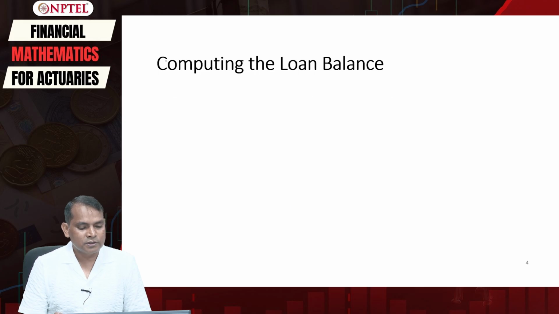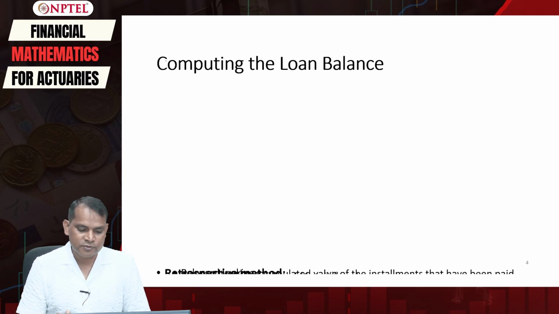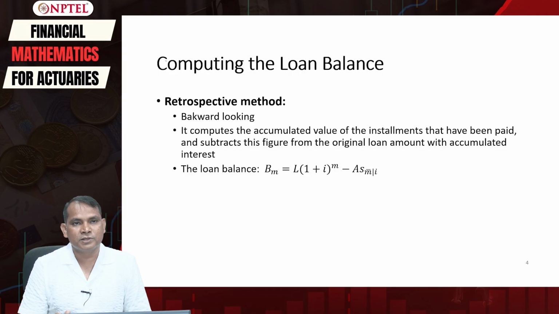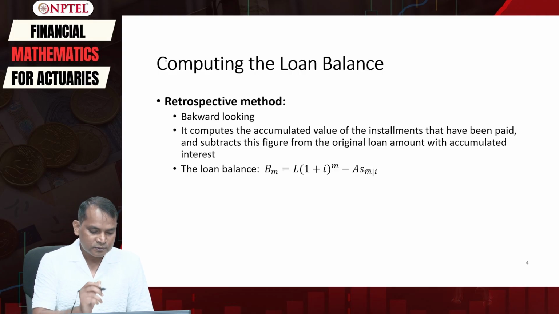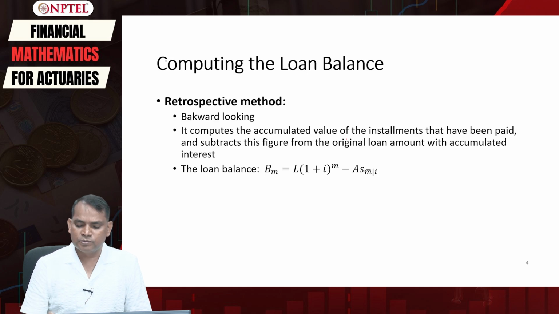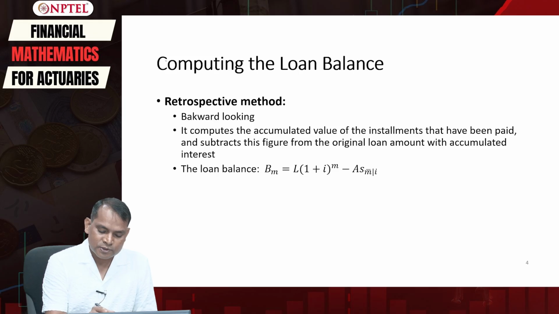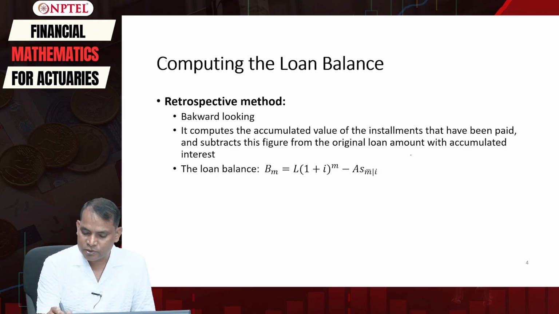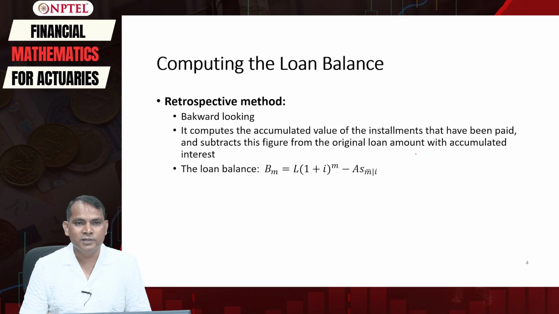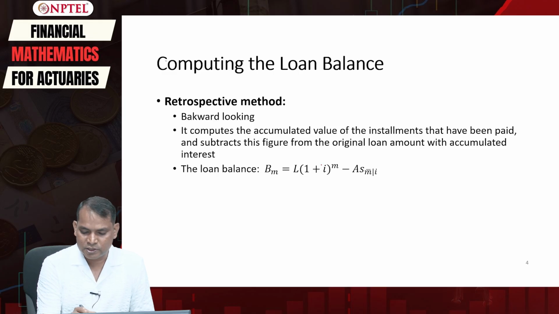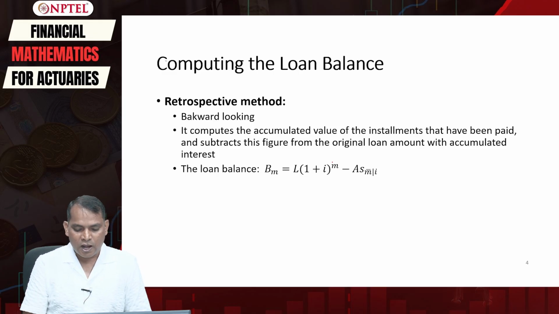The second method is the retrospective method, which is a backward looking method. It computes the accumulated value of the installments that have been paid, and then we subtract this figure from the original loan amount with accumulated interest. So we first compute the accumulated value of the installment amount, and then the accumulated interest amount.